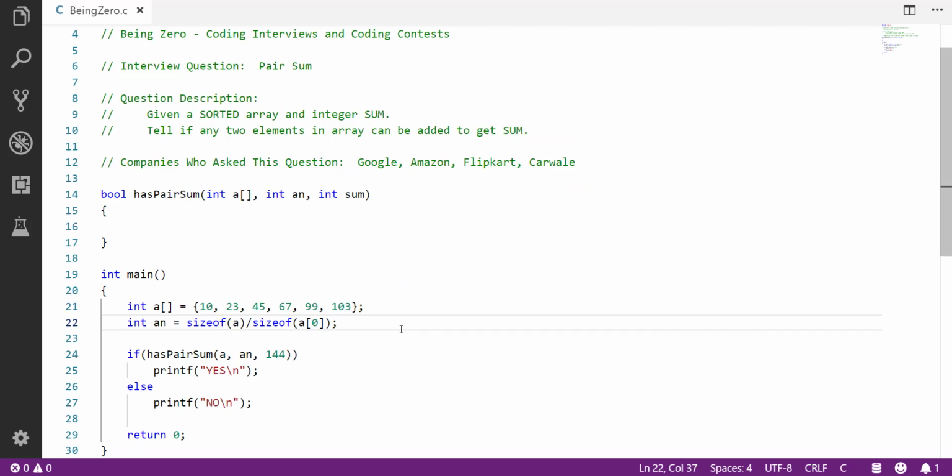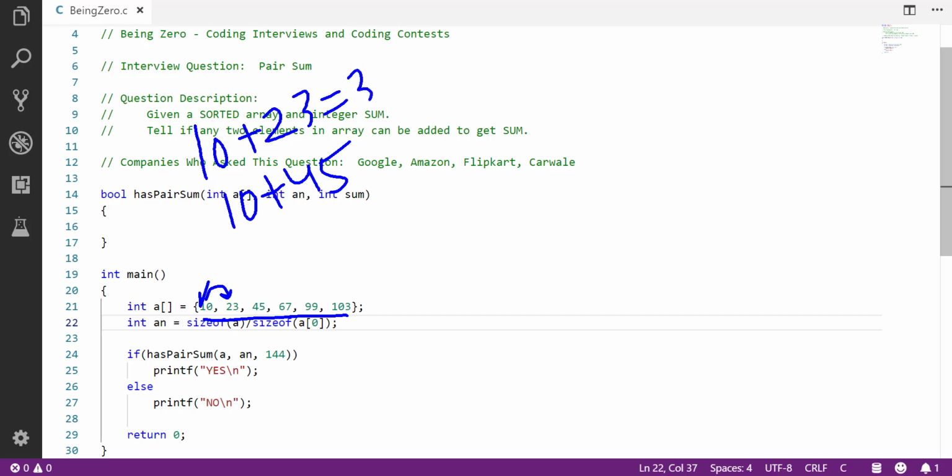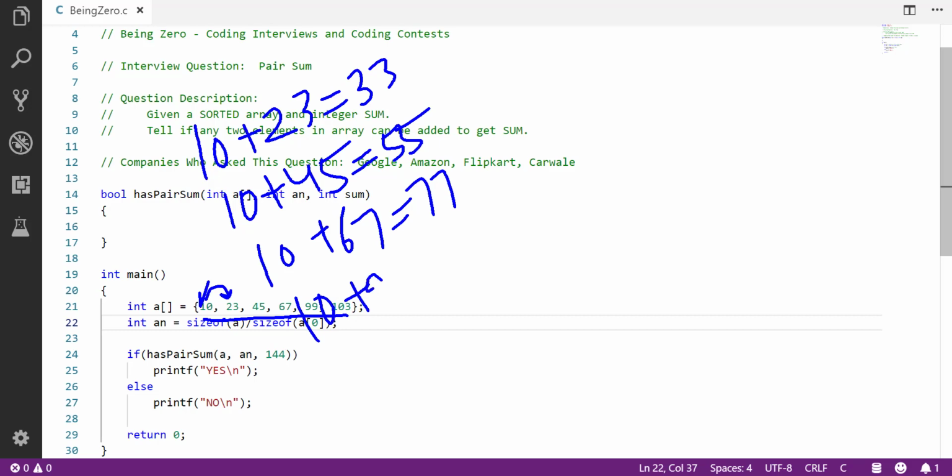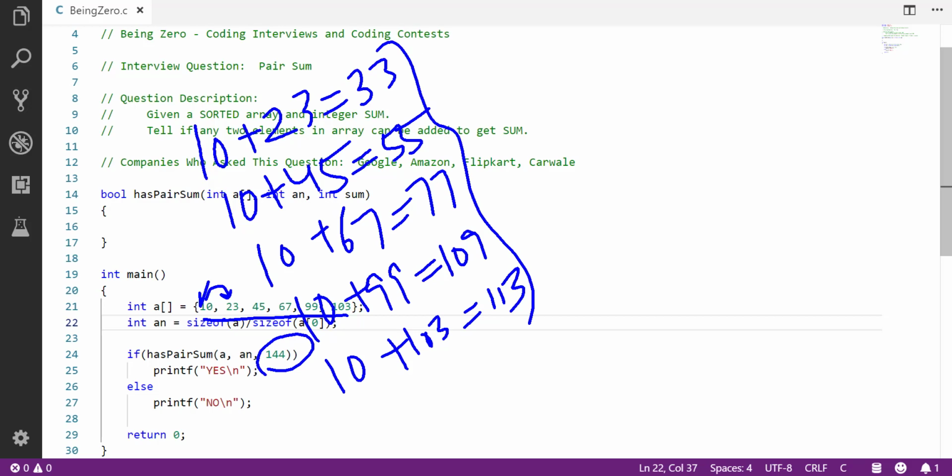Now, the first approach, the typical one that comes to our mind, is that we may say, let's try all the pairs in this array. Let's take 10 and consider all the pairs of 10, so we pair 10 with every element. 10 and 23 gives us 33. 10 and 45 gives us 55. 10 plus 67 gives us 77. 10 plus 99 gives us 109. And 10 plus 103 gives us 113. None of these sums are equal to the sum we are searching for, and we are done with pairs of 10.